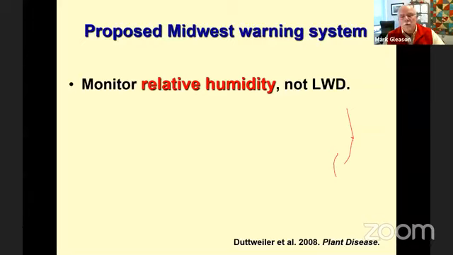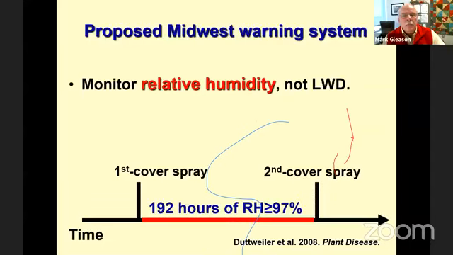We found, according to this analysis, that for our climate in the Midwest, relative humidity rather than leaf wetness was a better predictor of sooty blotch and fly speck activity. And our model looked a little different from the one from North Carolina. This warning system indicated a gap of 192 hours of relative humidity greater than 97%. You remember the previous model was based on leaf wetness duration. This one is based on the number of hours in which relative humidity exceeded that threshold.